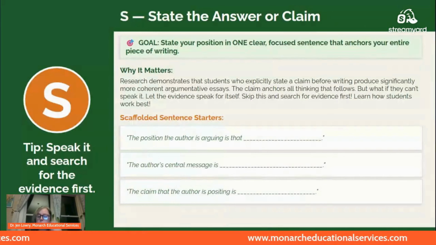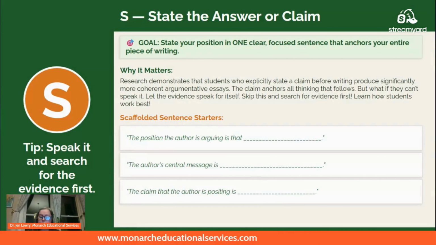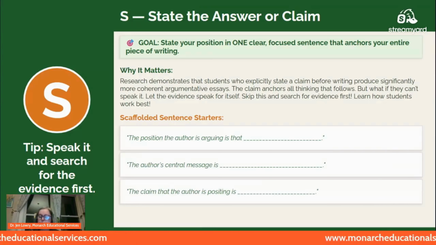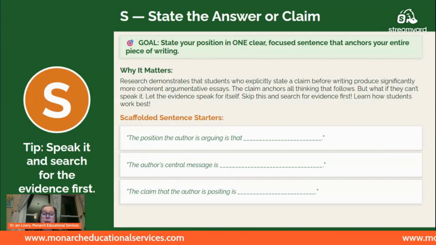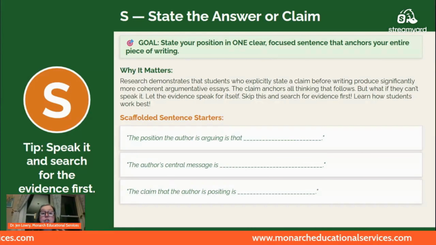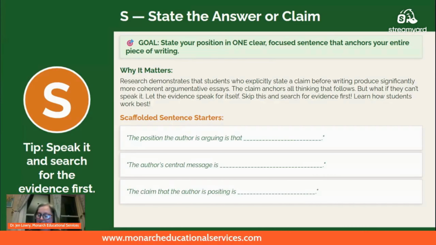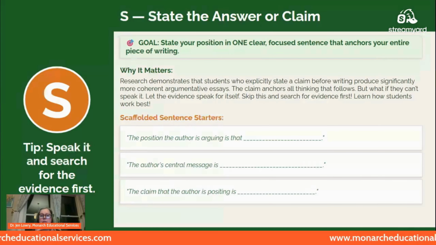All right. So before a student ever writes a single word, have them try to say that claim out loud. And they've got scaffolded sentence starters right here for them on the screen. And I've got documents for this stuff. At the end of the series, we're going to be putting a packet together and showcasing this work. So I'm excited about that. So stay tuned.